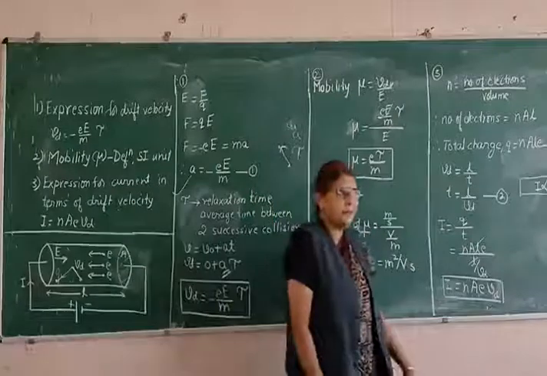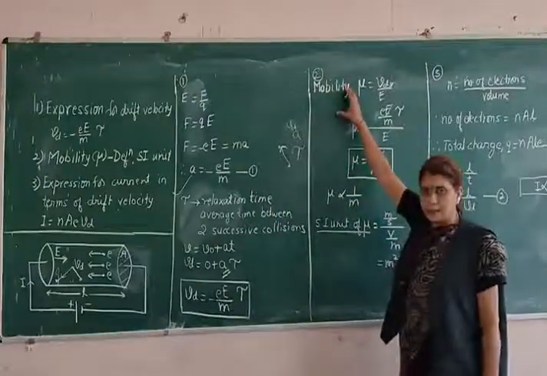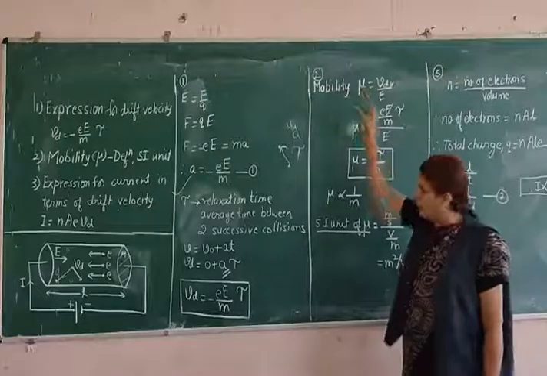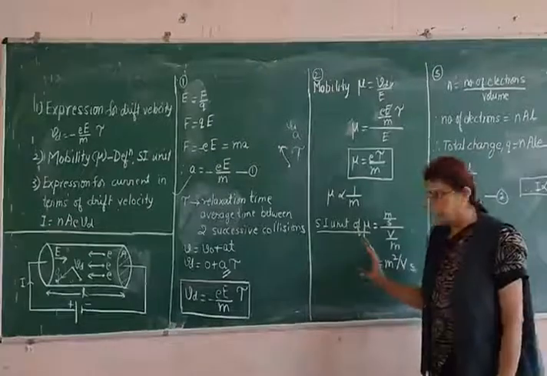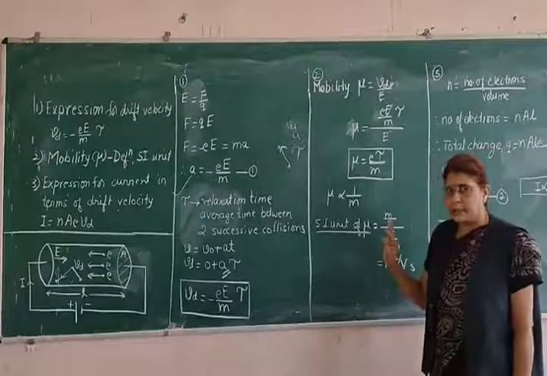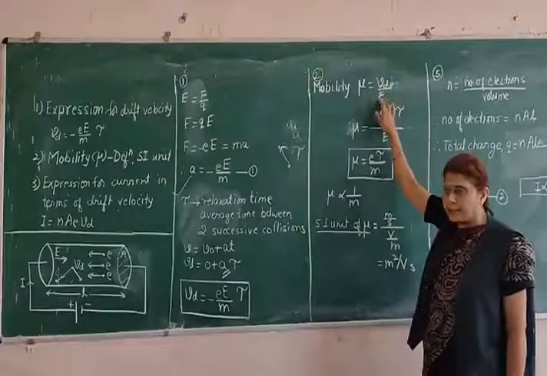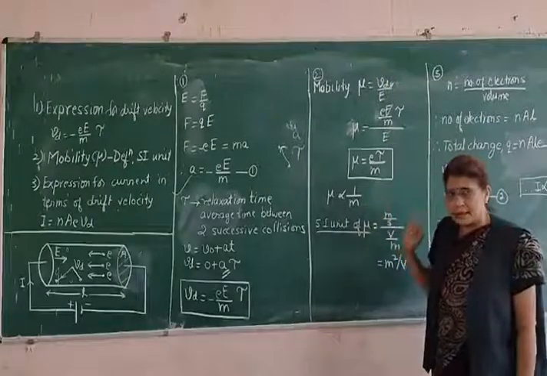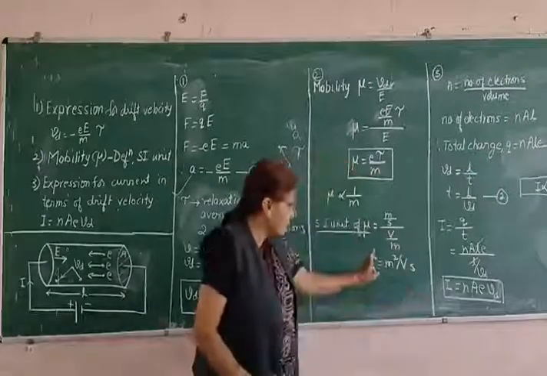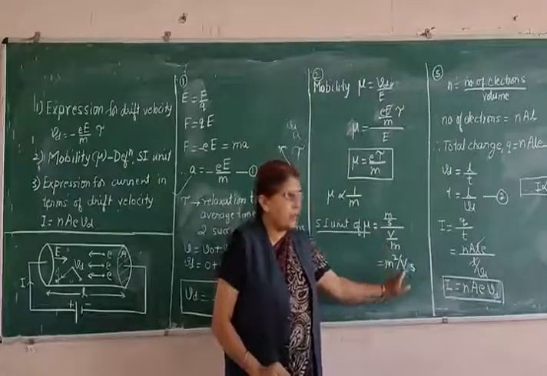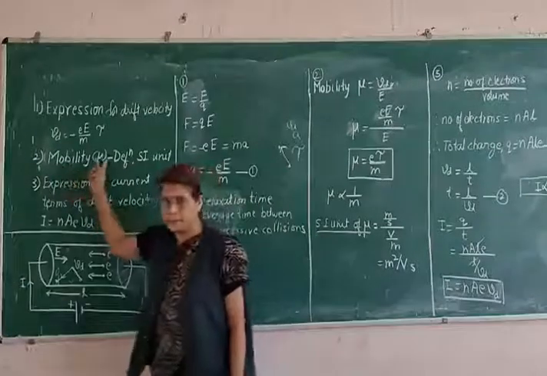In this point, there are only 1 mark questions. Either they will ask what is mobility, how does it depend on the mass of the charged particle, or the SI unit. So only 3 points. I repeat, mobility is drift velocity per unit electric field. It is inversely proportional to the mass of the charged particle. The SI unit, remember, is meter square per volt second. So this is my second point, mobility.